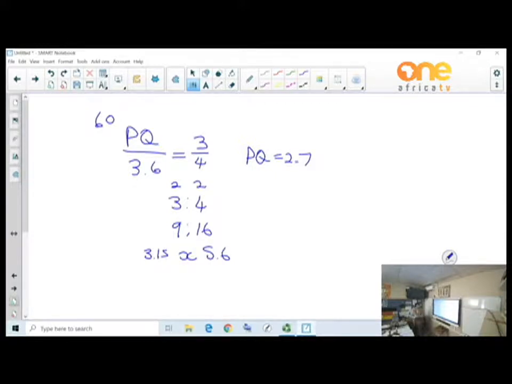Okay, the answer is 3.15. Okay, question 59. Given that ABC is a regular pentagon, calculate the angle.